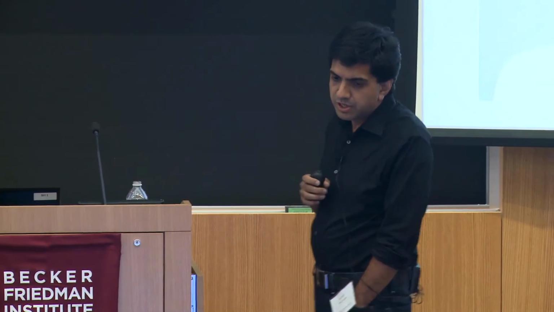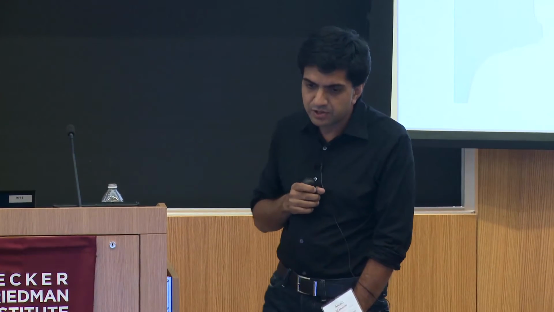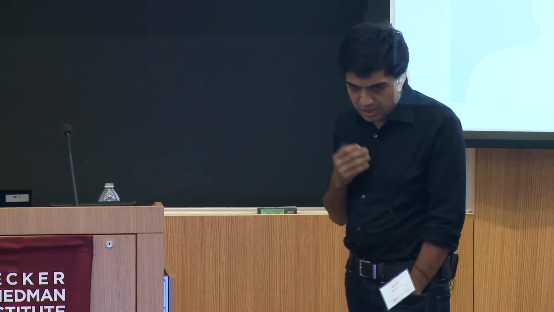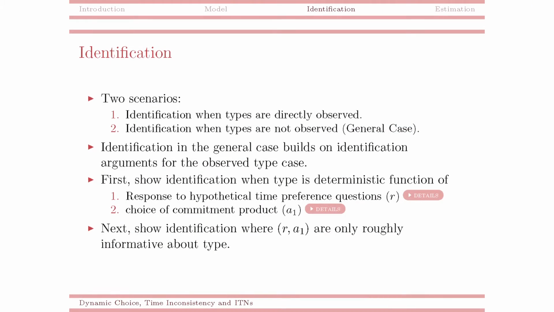Okay. So to think about identification, what I wanted to do today was just give you a rough idea of identification. I'll proceed in 2 steps, which is similar to what we do in the paper. We start by thinking about identification when we actually observe types. I'm going to call that the directly observed types case.